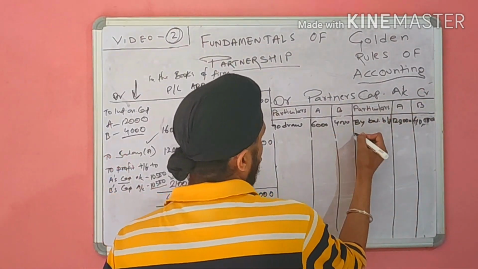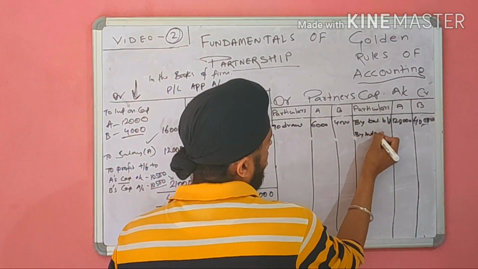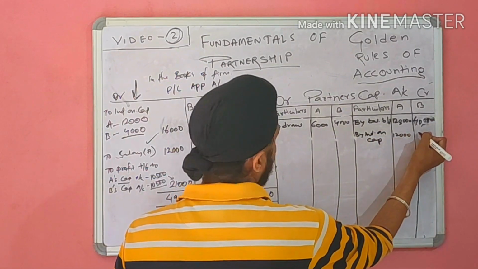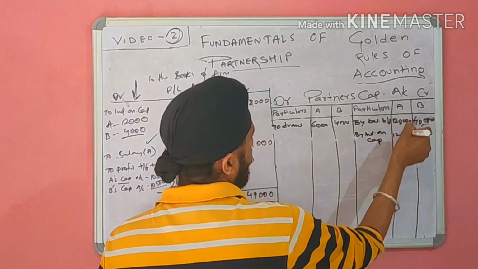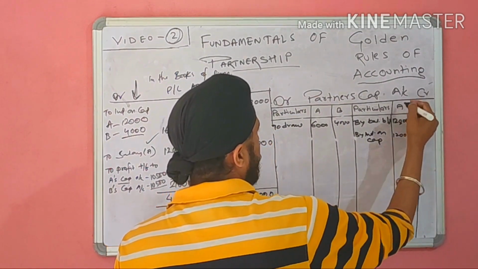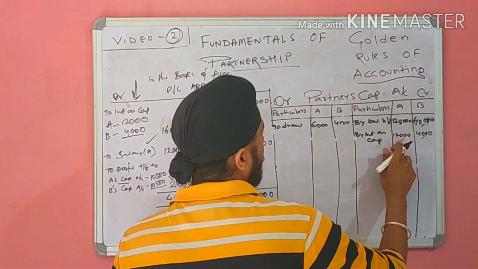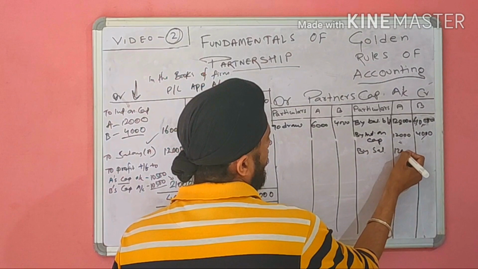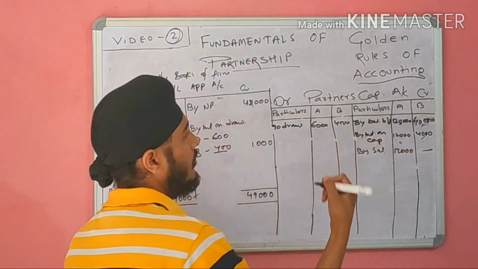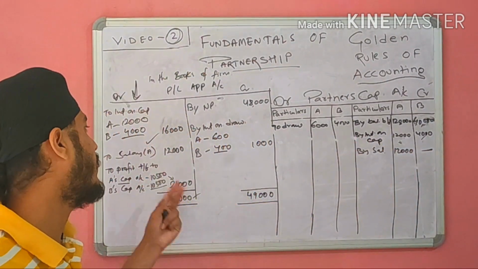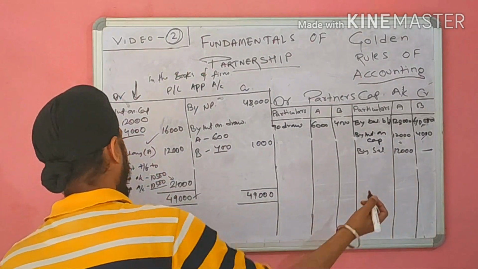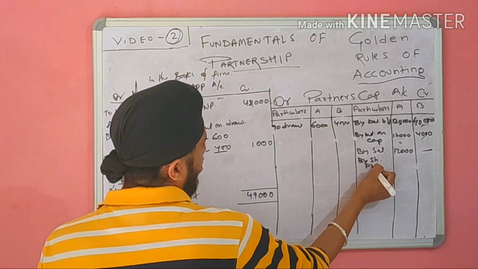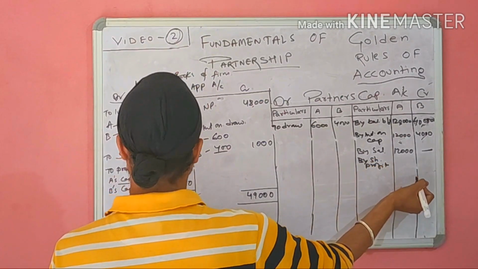One by one we record. By interest on capital: first one was 12,000 and next one was 4,000. This will be written in the respective accounts of the partners, A's share in A, B's share in B. Next we record by salaries: 12,000 of A. B will not get any salary, it is not mentioned here. Next one is profit.